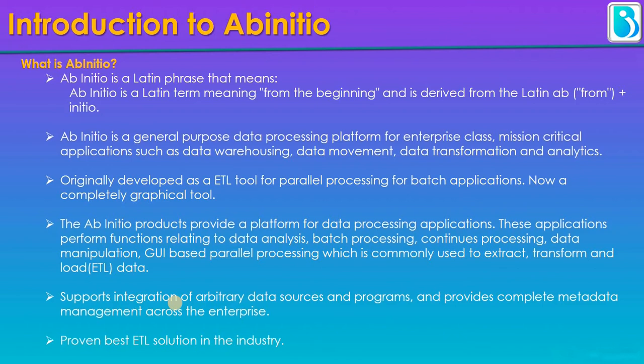Ab Initio is a proven ETL solution in the industry. It is a complete solution for any data related activities such as data transformation, data movement, data analytics, metadata management and business rules management. All this can be achieved through Ab Initio. So rather than just ETL, it's a complete solution in the data space. Ab Initio has a lot of features which I did not cover here. For basic understanding, I am just covering part of it as part of this course, but it has many more features. That's why it's more successful in the market.